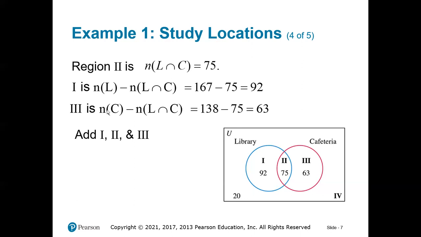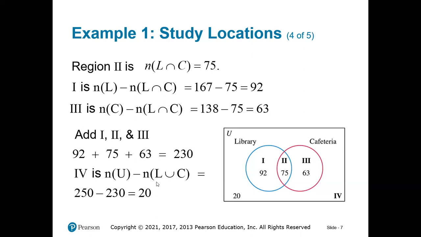So if we add 1, 2, and 3, like I said, we get 230. Well, this is not the number of people. If we get more than 250, it means we have done something wrong. So if you subtract 230 from 250, we get 20. So 20 people are the ones who studied outside of these 2 locations.